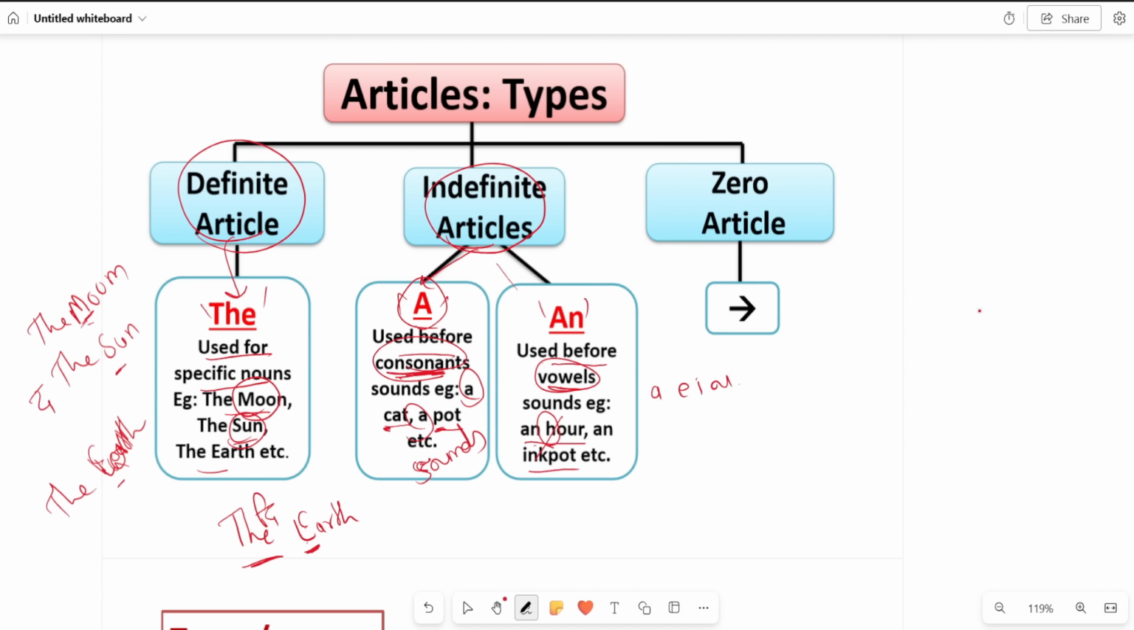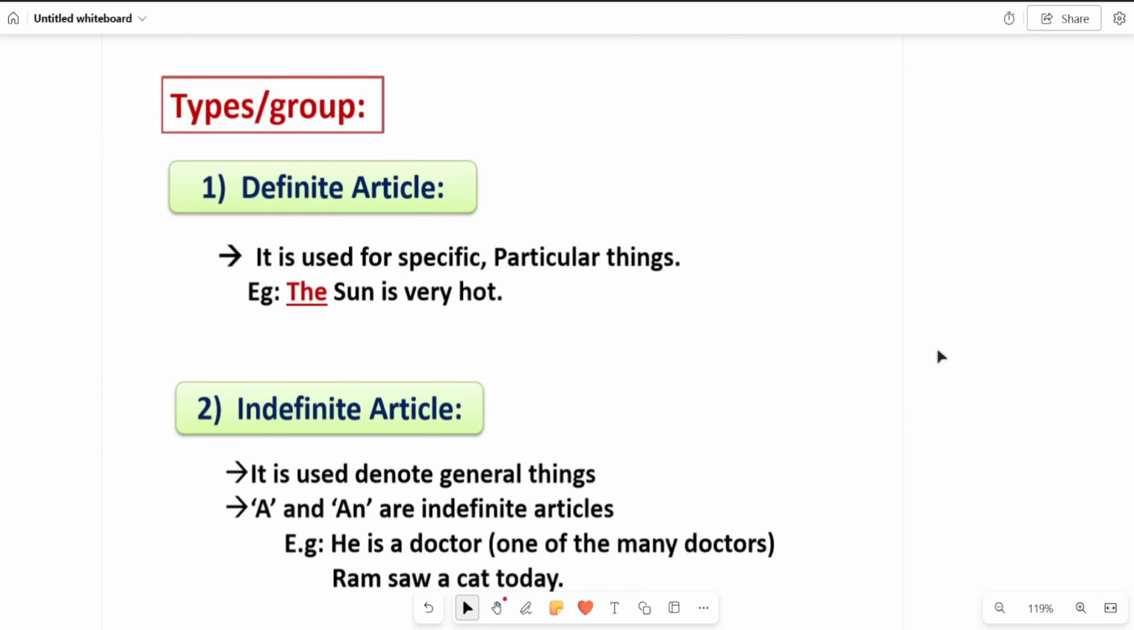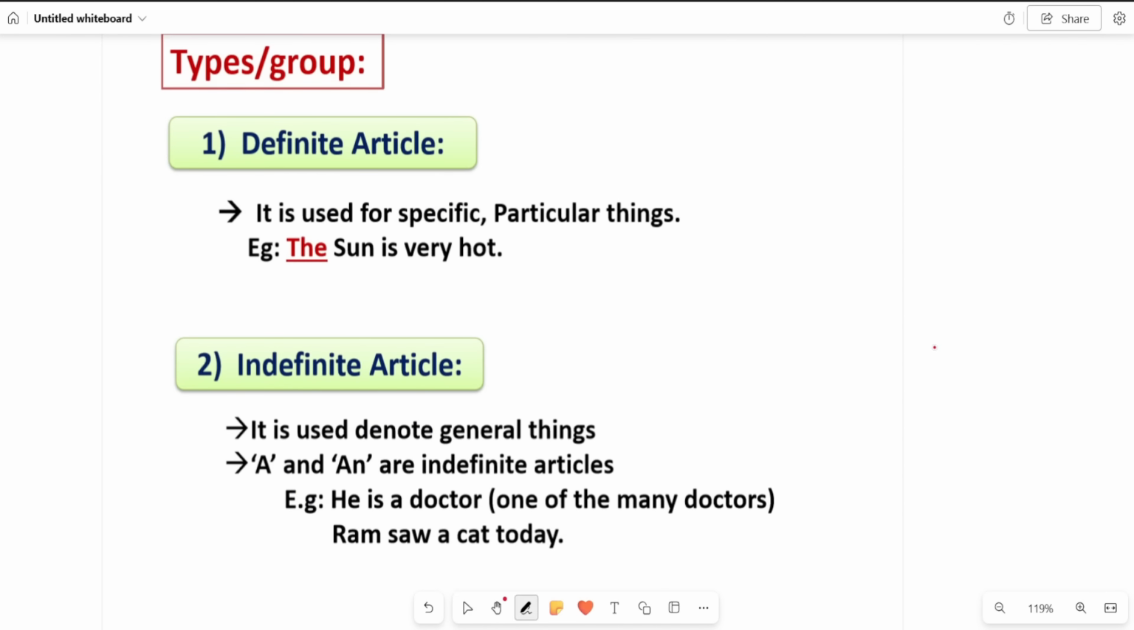And the third one is the zero article, that is what we are going to understand. Now let's understand it in a little deeper way. In the first category, we have the definite article, used for a specific and particular thing. For example, the sun is very hot. Here we are talking about something specific, the sun, and that's the reason we have used the here, and it is also unique, right?